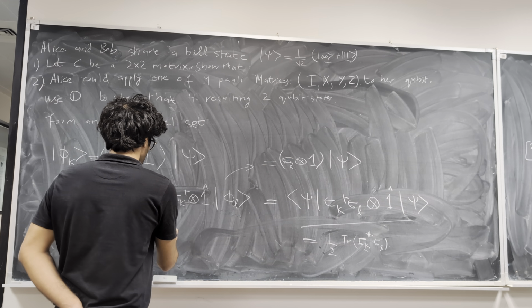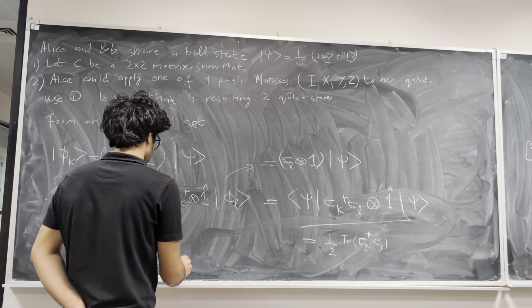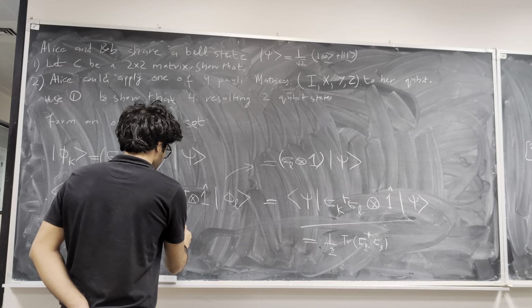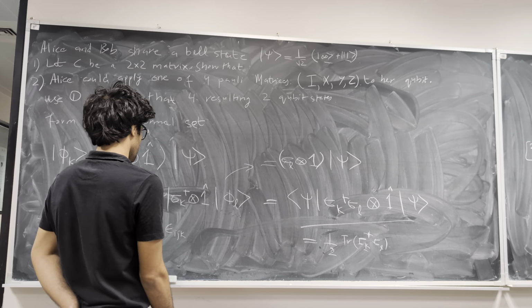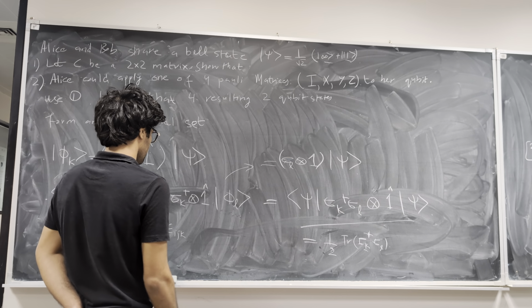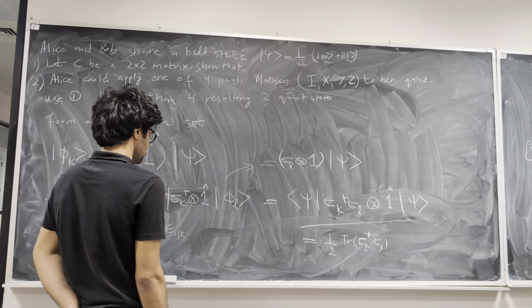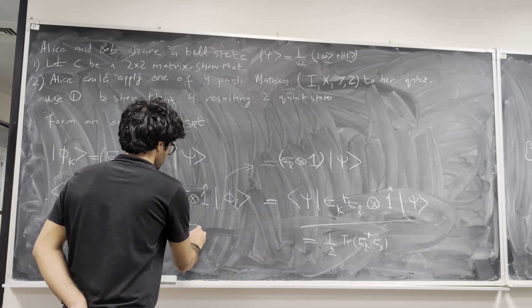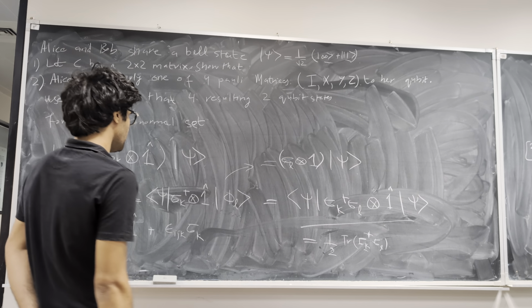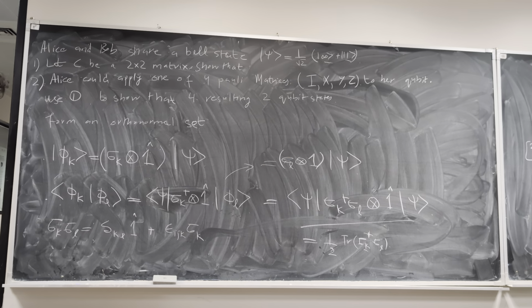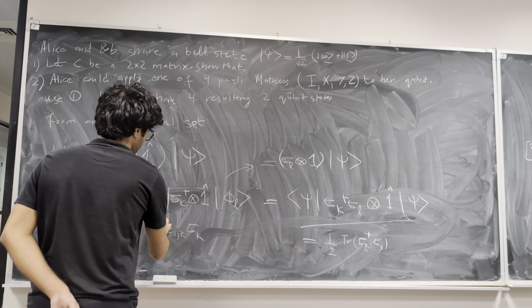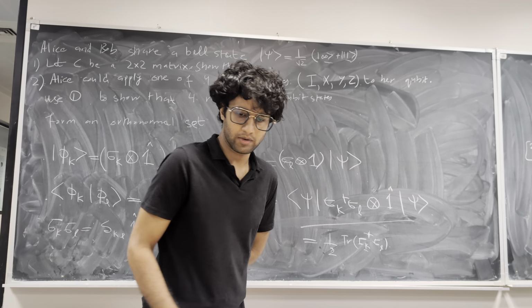plus epsilon ijk, and then this is multiplied by sigma K. I think there might be a typo out there. Actually, I'm not sure. Let me check the identity.